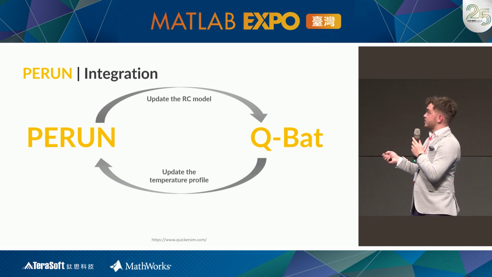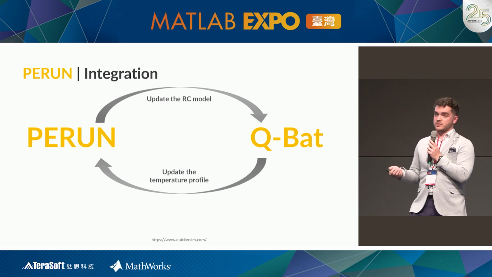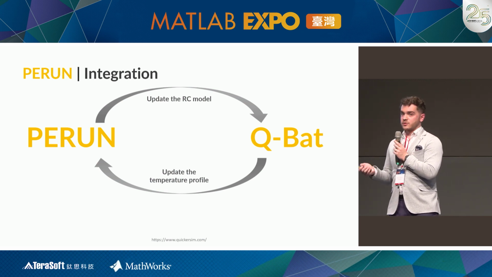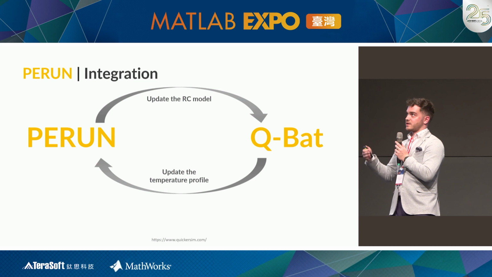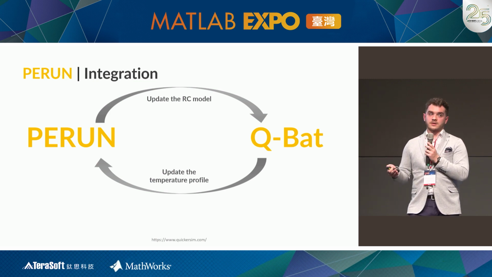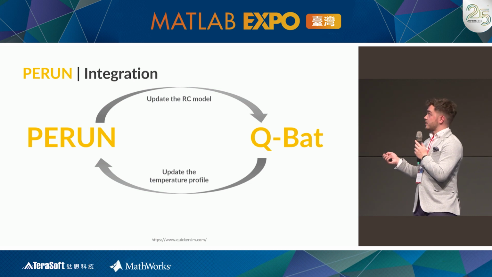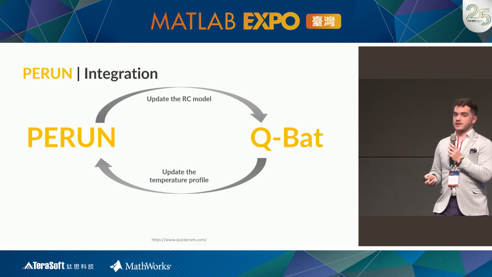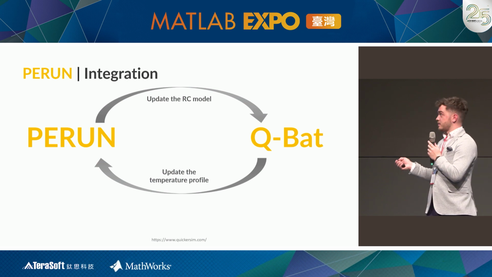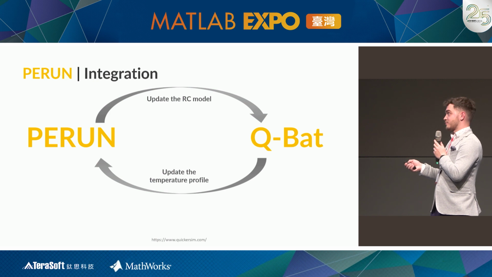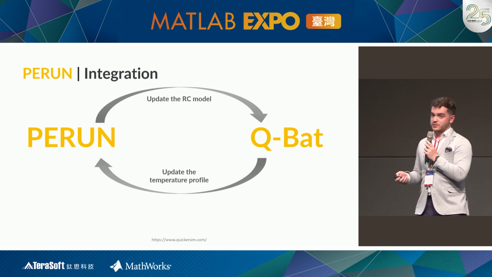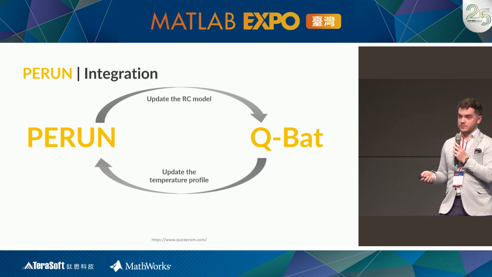And then you can update the equivalent circuit model of the battery cell to Cubot, so that Cubot has an updated, aged battery cell to simulate with. And then based on that new model, Cubot will simulate again the thermal profile and put it back into Piran. And then Piran will simulate with the updated profile and the cycle will complete as many times as you want it to.